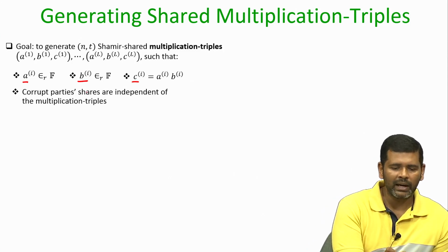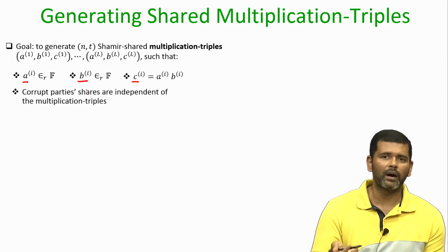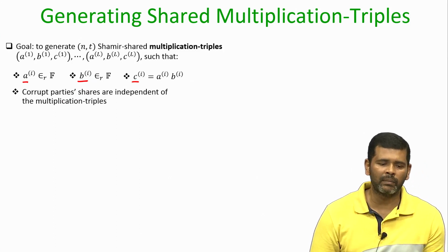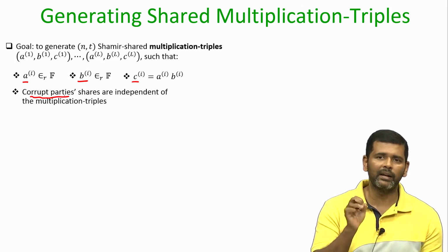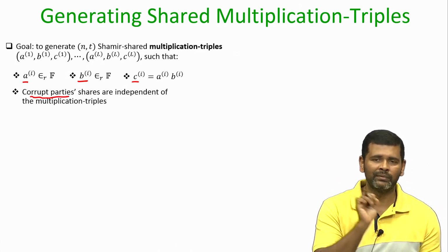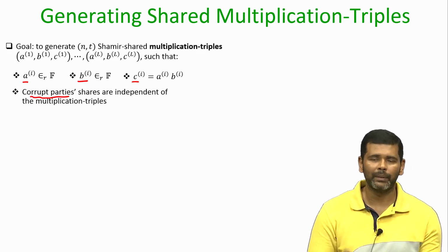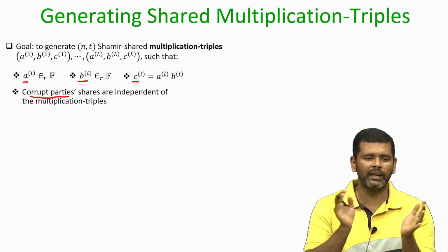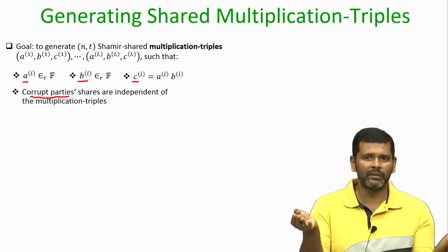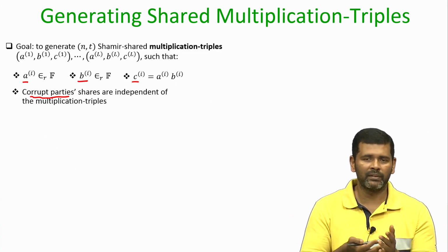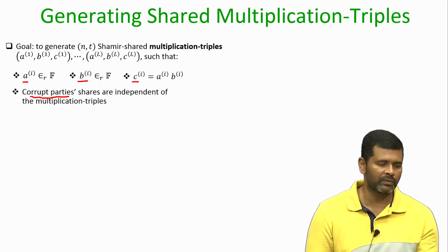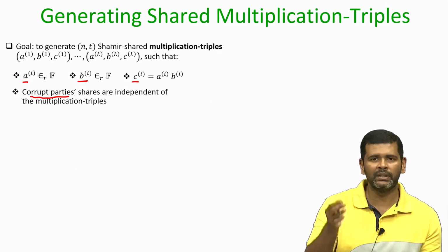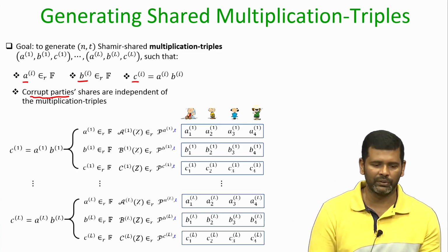And we want that in this whole process of generating the multiplication triples, the corrupt parties' view, or their shares, should be independent of the actual value of the underlying A, B, C. That means, from their viewpoint it could be any A, B, C generated in the pre-processing phase, and they are seeing just T random shares for those randomly generated A, B, C. That is what we want to ensure.